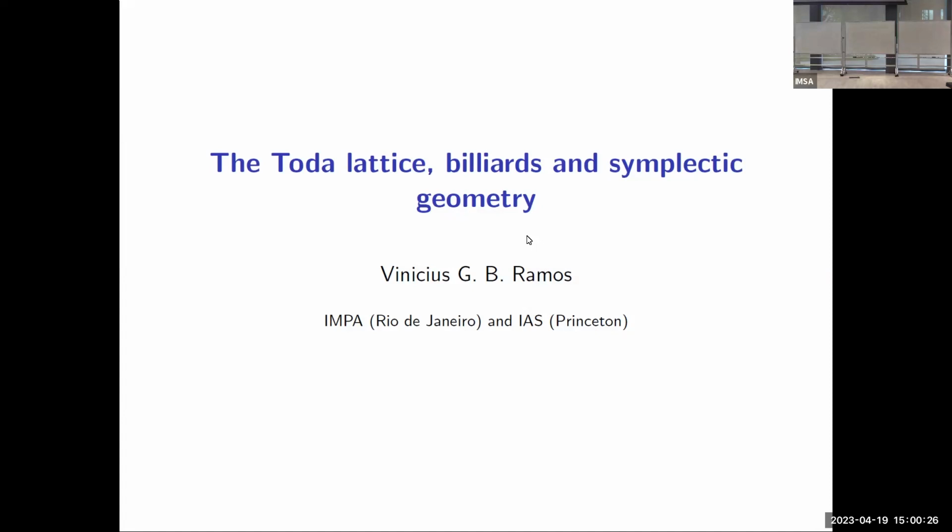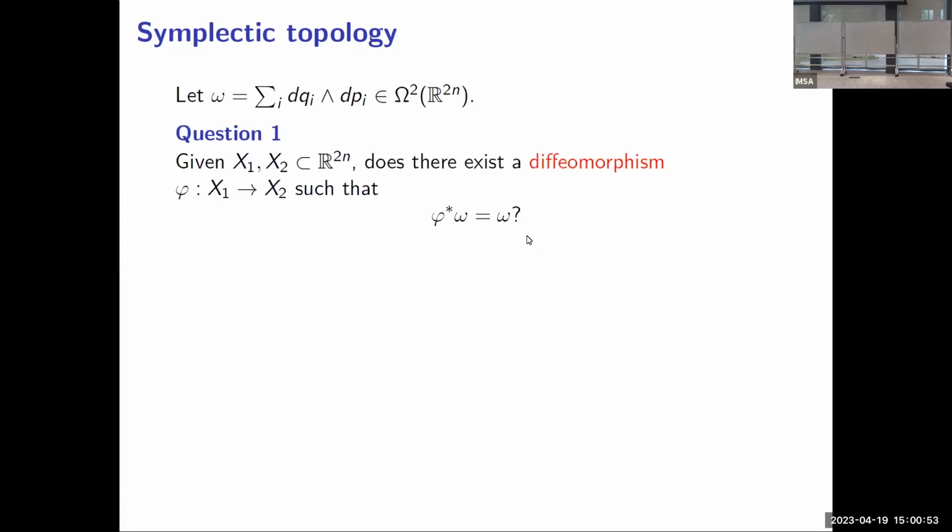So I will talk today about interesting connections that I found between symplectic embeddings, billiards, and finally the Toda lattice. So let's begin with, I think everybody's familiar, but to be on the same page, I'm really only going to talk about subsets of R^2n. So we fix our symplectic form in R^2n to be the sum of dq_i dp_i.